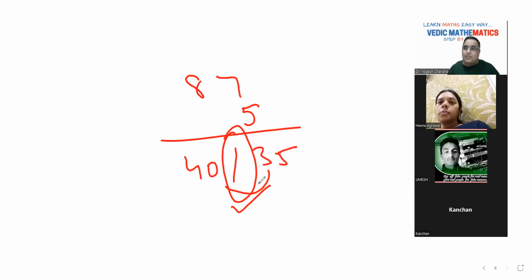The vinculum concept, if it is for seniors or teachers, is the first concept they should know. But again, when we talk about smaller kids, we need not tell. So that is the reason when we teach them subtraction, we don't go for the vinculum method.